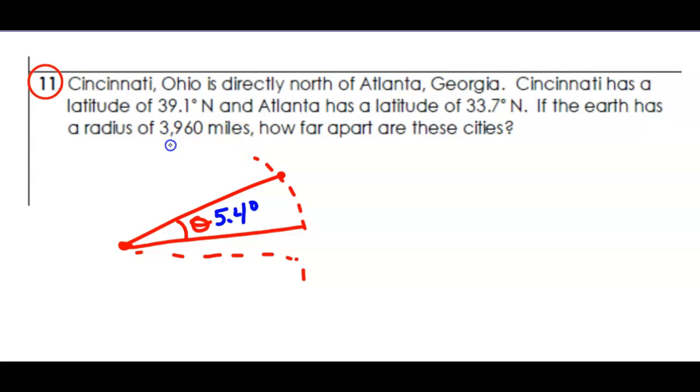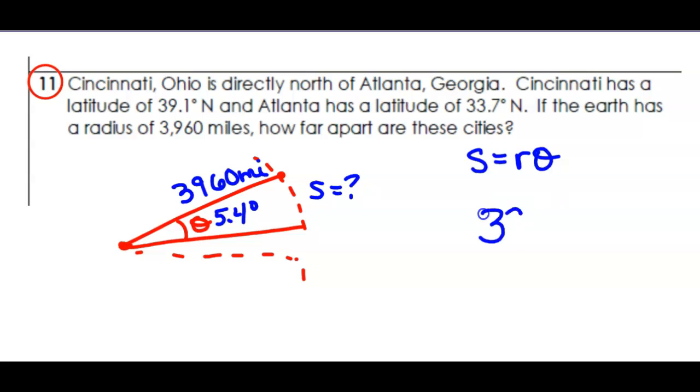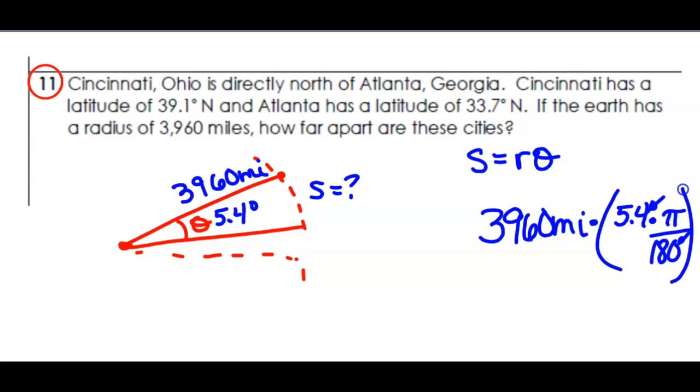And the radius of the Earth, they're saying, is 3,960 miles. So how far apart are the cities is our S, our arc length. But we can't use the formula S equals R theta until we have radians. So the radius is 3,960 miles. But the angle is 5.4 degrees times pi over 180, so that the degrees will cancel out. Then we can just type it all in.